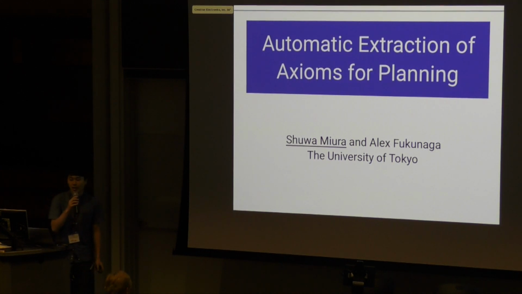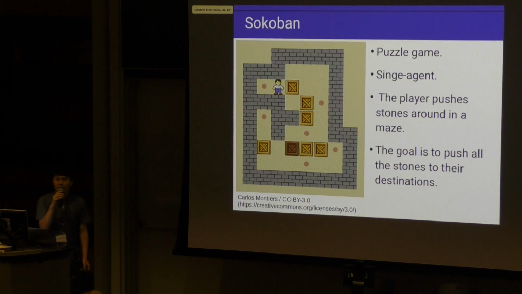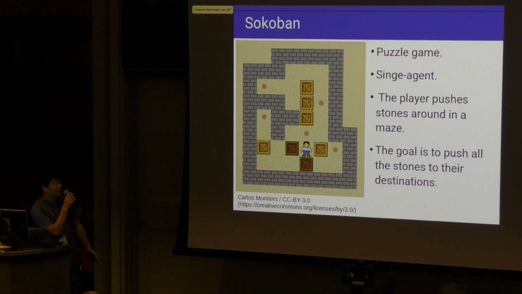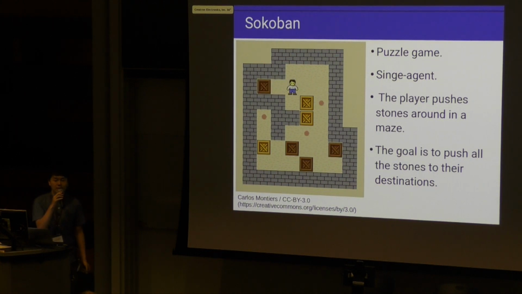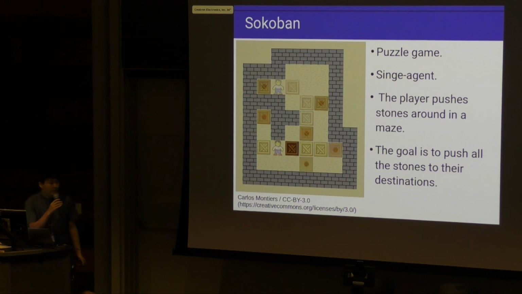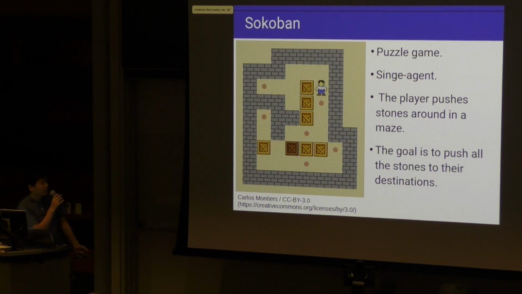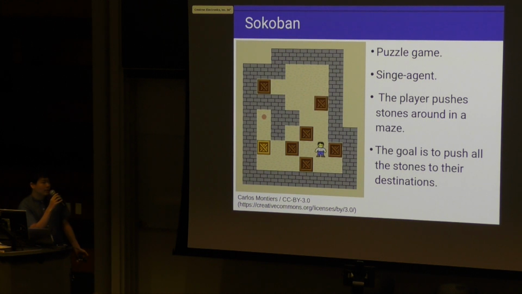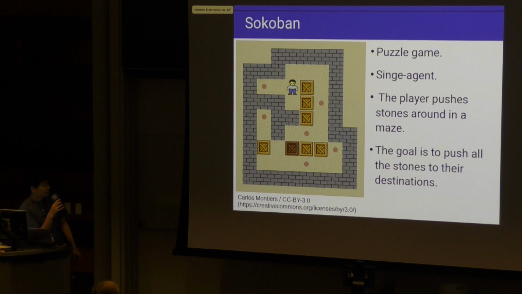My name is Shuwa, and this talk is on our paper, Automatic Extraction of Axioms for Planning. Let me first introduce a single-agent puzzle game, Sokoban, which is used for illustration throughout the presentation. In this game, the player pushes stones around in the maze, and the goal is to push all the stones to their destinations, which are indicated by the red marks.